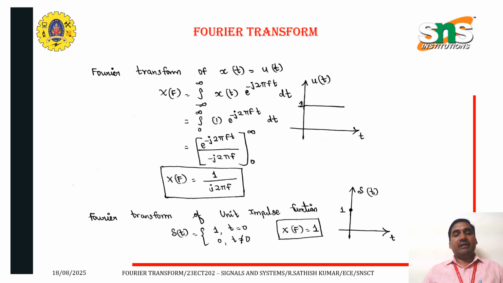Next one, find the Fourier transform of unit step function x of t is equal to u of t. Integral from minus infinity to plus infinity x of t into e power minus j 2 pi f t into dt. U of t means limits vary from 0 to infinity. Therefore, we differentiate and integrate. We can get X of f is equal to 1 by j 2 pi f. Similarly, for Fourier transform of unit impulse function, we can get X of f is equal to 1, based on the condition delta of t is equal to 1 for t is equal to 0, and 0 for t not equal to 0.